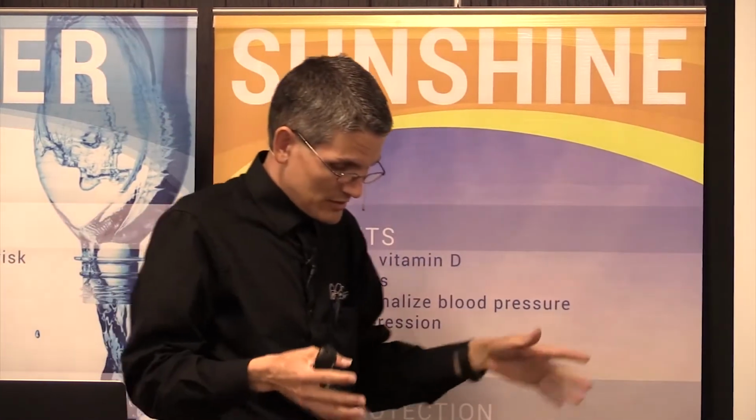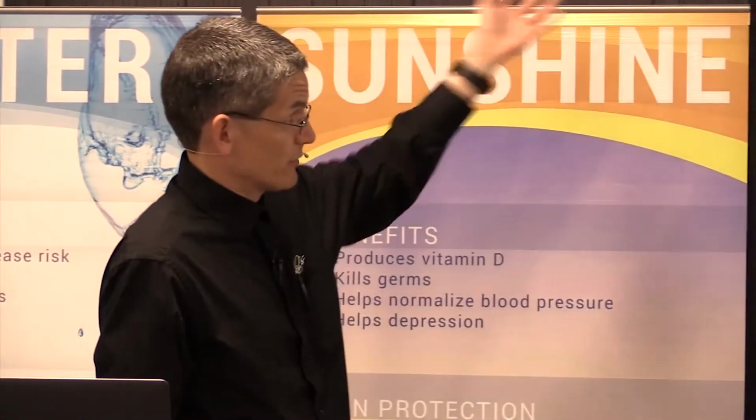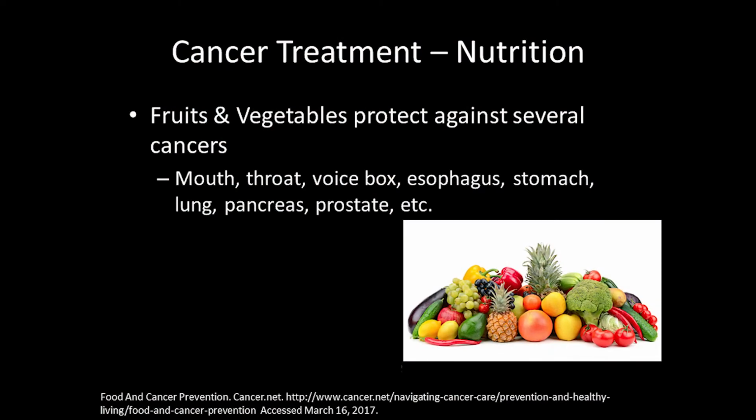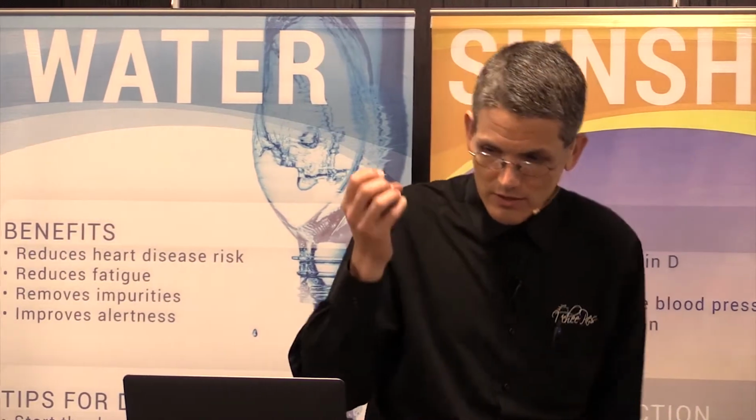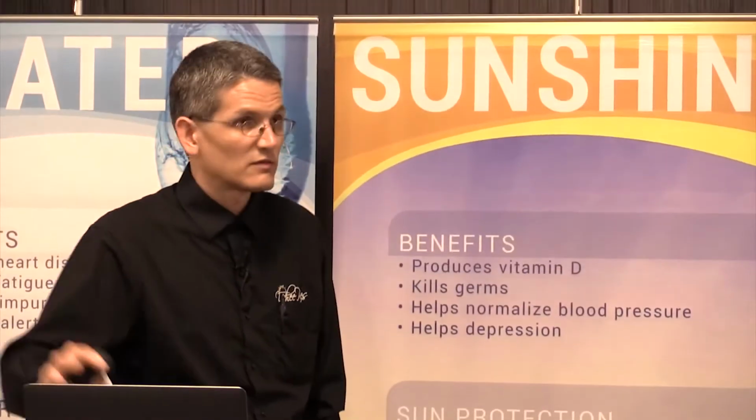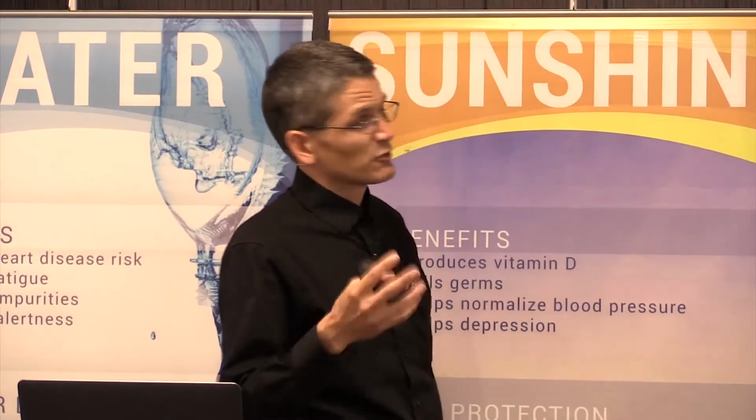So yes, diet is a big factor that can help in decreasing the activity of cancer-associated genes even when they're there. It can help to suppress it. We know from the research that fruits and vegetables protect against several different cancers, like mouth cancer, throat cancer, cancer of the voice box, and the esophagus, stomach, lung, pancreas, prostate, and so on. All of those have been shown in research to be decreased or protected against by increased intake of fruits and vegetables in the diet.